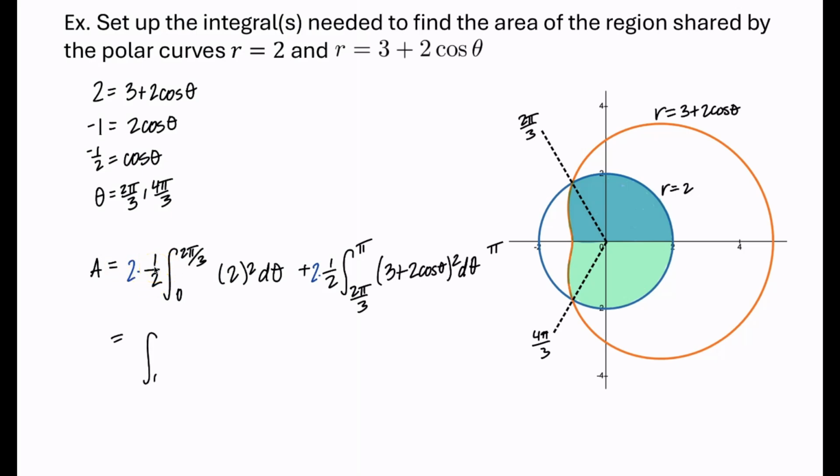So we're going to have the integral from 0 to 2 pi over 3 of just 4 d theta plus the integral from 2 pi over 3 to pi, and I am going to leave the quantity (3 plus 2 cosine theta) squared d theta. Since I'm not solving, I'm just setting up, I'm not going to worry about distributing.